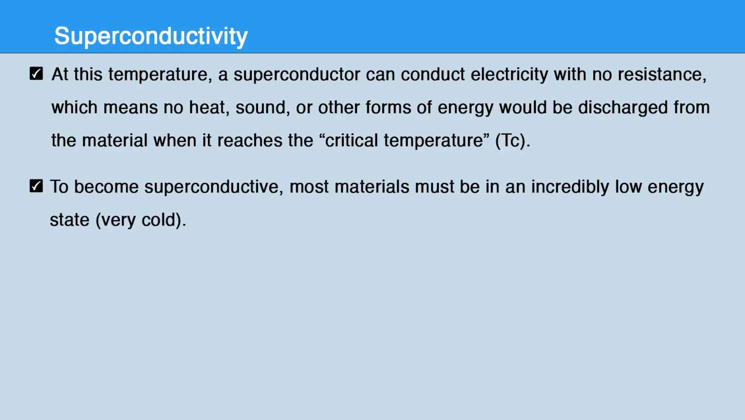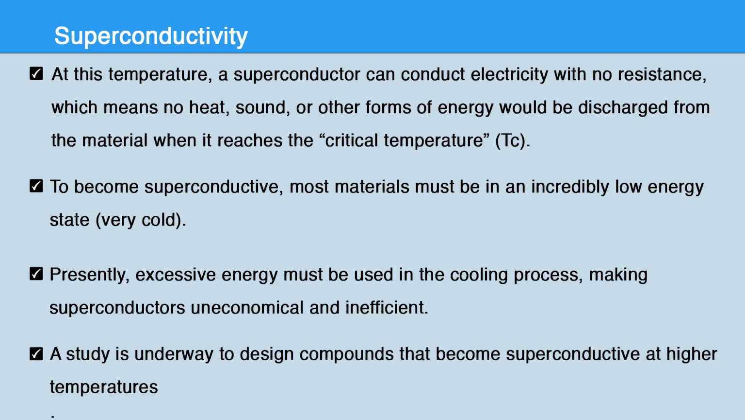To become superconductive, most materials must be in an incredibly low energy state. That means it is very cold. Presently, excessive energy must be used in the cooling process, making superconductors uneconomical and inefficient. Studies are underway to design components that become superconductive at higher temperatures.